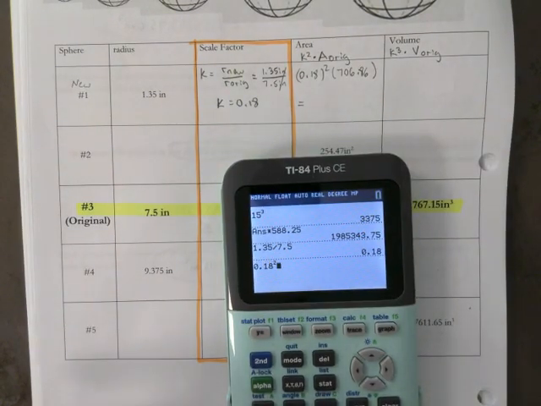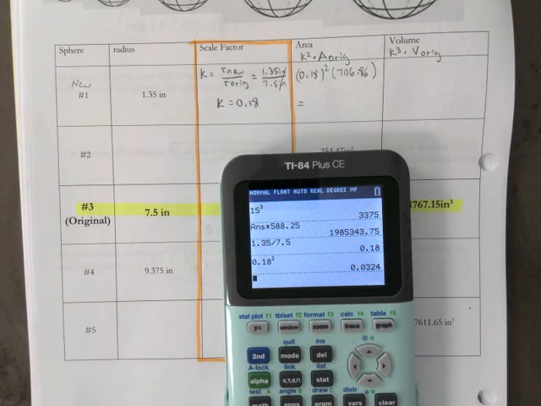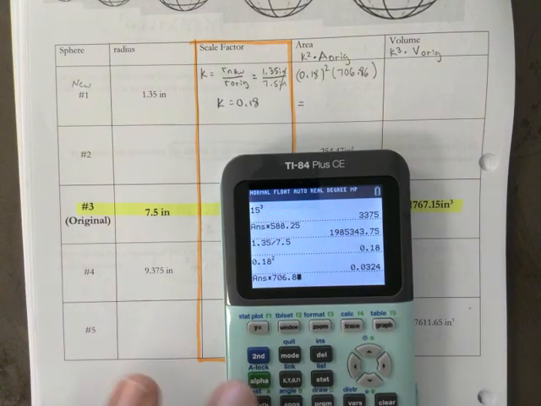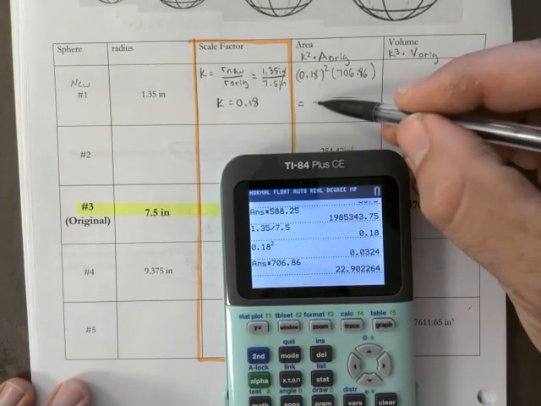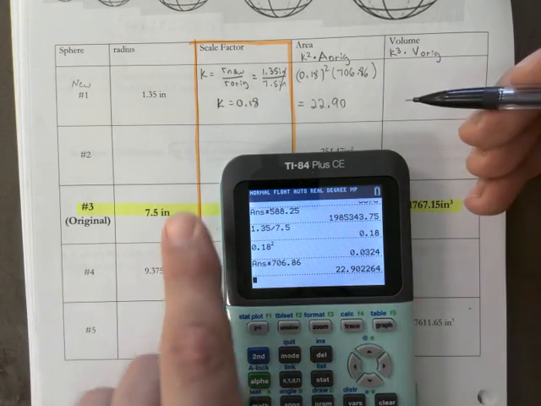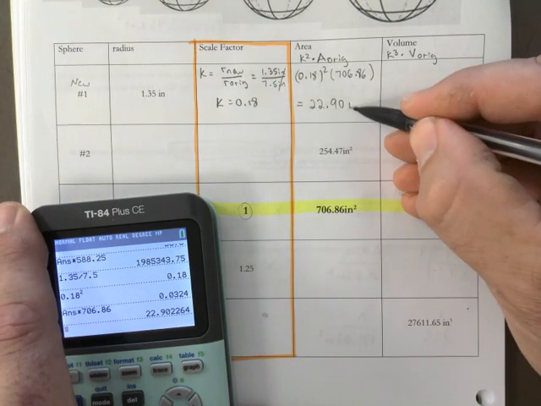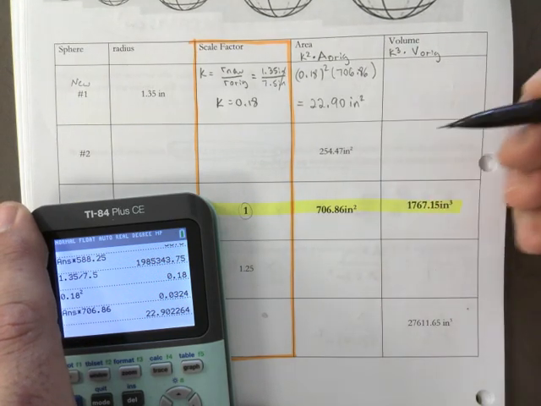0.18 squared, just make sure you square it. I tend to figure out what that is first, and then I go times 706.86. And this is 22.90. And go back to where you started, squared inches. Inches squared, right?